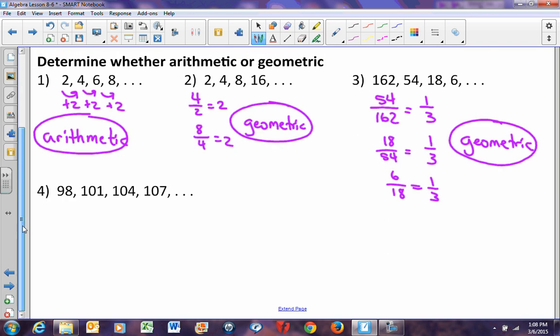Let's look at this last one. 98, 101, 104, 107. Okay, 98 to 101, I'm going to add 3. 101 to 104, I'm going to add 3. 104 to 107, I'm going to add 3, so it has to be arithmetic.